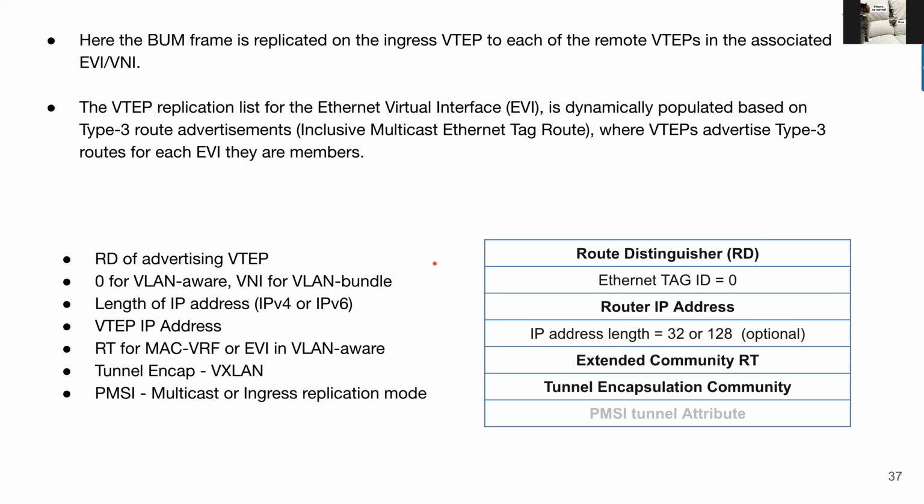What is in a type 3 route? We've got our route distinguisher. We have our VTEP IP. We have our extended community route target, very important. And we have our VXLAN encapsulation community. At this point, we don't need to worry about the PMSI. But we will talk about that when we talk about other EVPN services at the end of the week or early next week.